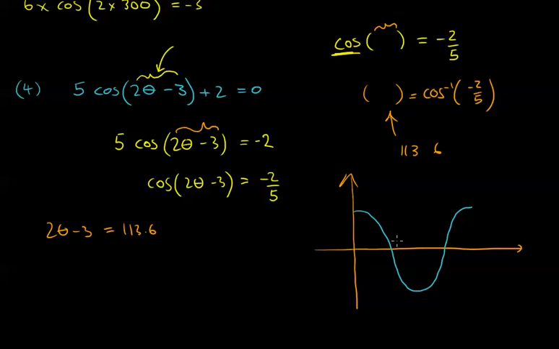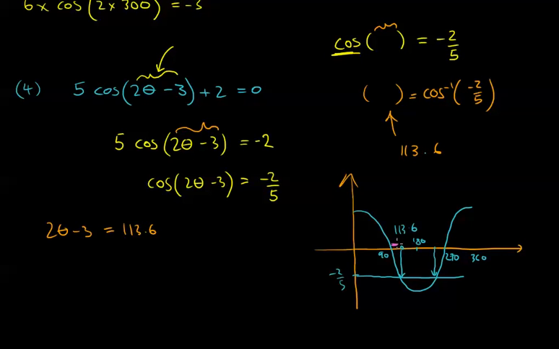Okay, 90 is here, and that's 270, this is 360 where it ends, 180 is in the middle. So there should be a point there. We have 113.6 gives us minus 2 fifths. Minus 2 fifths is here, let's say. And this particular value, this one here, is 113.6. So there's another one over here. Let's use the symmetry of the graph to try and find it.